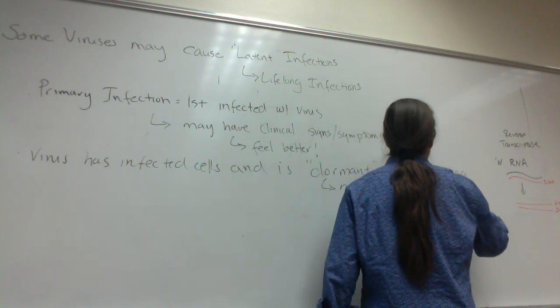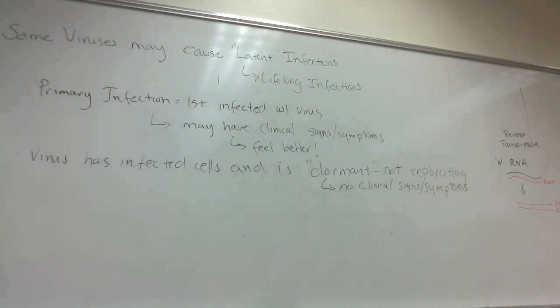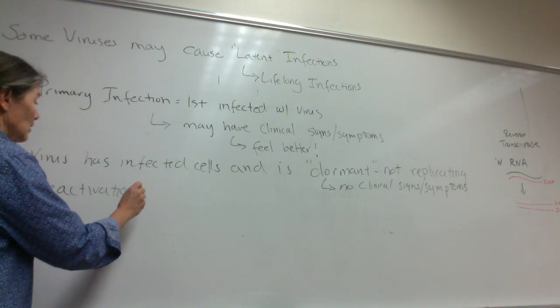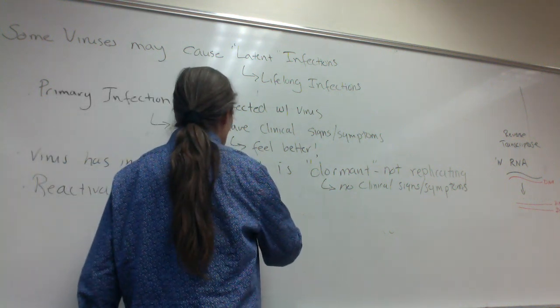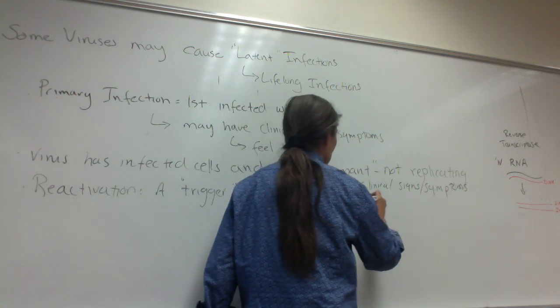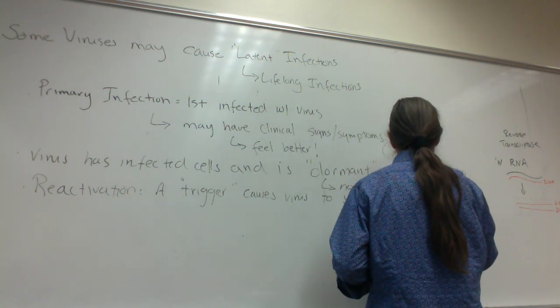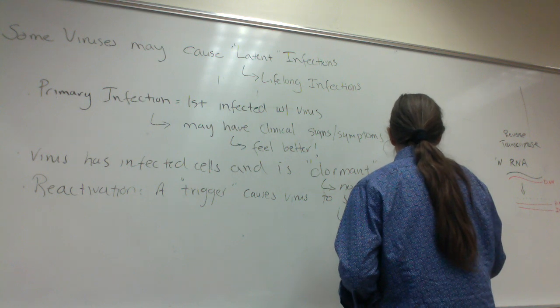But then, folks, and some of this is still a mystery, there can be a trigger that will reactivate the virus. So we're going to call this reactivation. It's not a second infection. It's a reactivation of this original primary infection. So reactivation, some trigger, and again, folks, we don't understand all the triggers. A trigger causes virus to start replicating again. And what are we going to experience? Another round of clinical signs and symptoms. Right? And so this then is going to cause more clinical signs and symptoms.